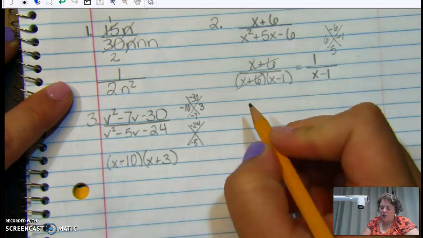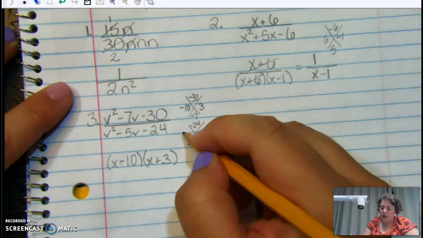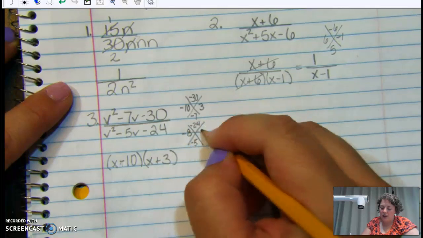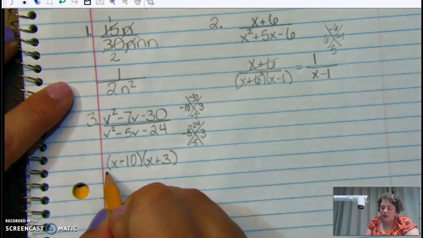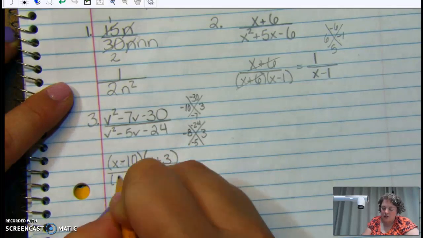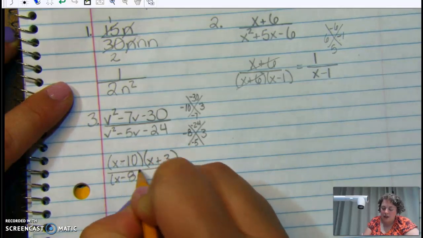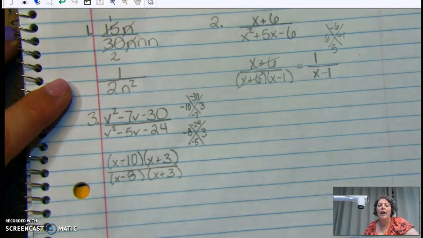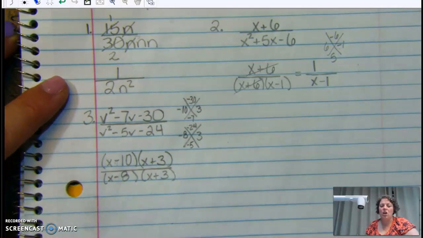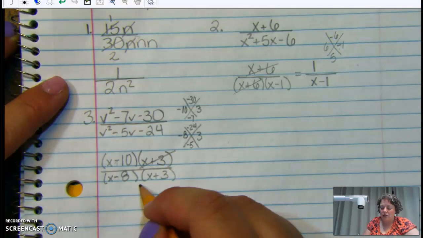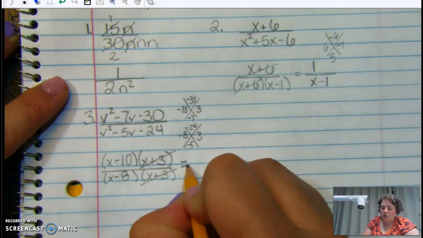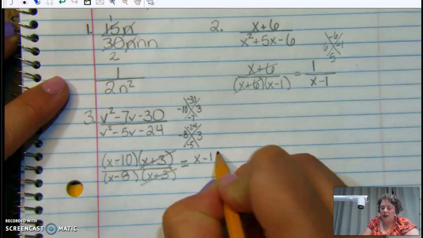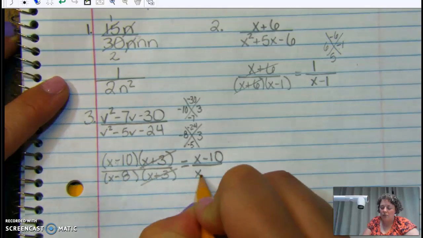In this case, I'm pretty sure it's going to be 8 and 3, so I need more negatives, so negative 8 and positive 3. So down below, I'll have x minus 8 and x plus 3. Again, we're looking for an entire factor that cancels. You'll notice that x plus 3 is on the top and on the bottom, so those can cancel. The final answer for this one is just x minus 10 over x minus 8.